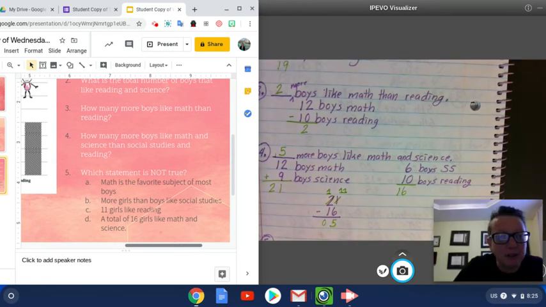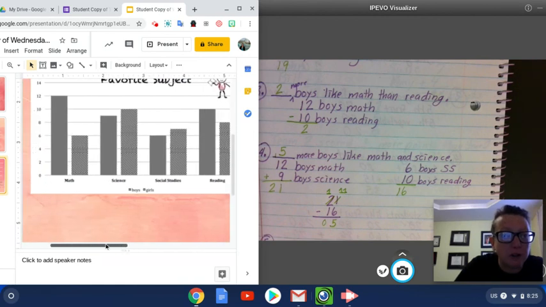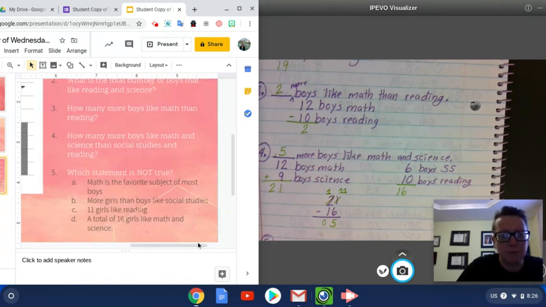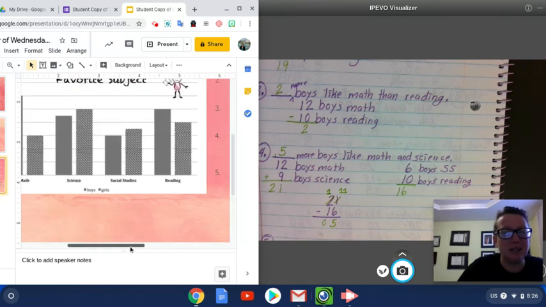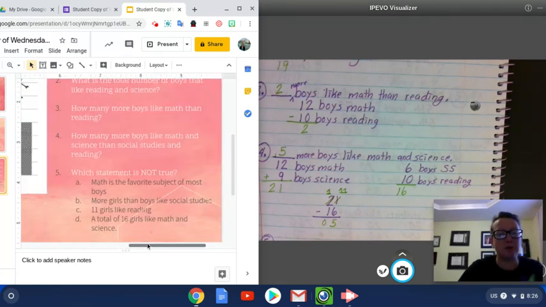Then it says 11 girls like reading. Well, if we look at reading and we know that the girls are the stripe and we go up, there's only how many girls that like reading? 8. So that statement is not true. But we always need to check. So let's look at D. A total of 16 girls like math and science. So let's look at math and science. 6 plus 10 is 16. So 16 girls like math and science. So our statement that is not true is C.